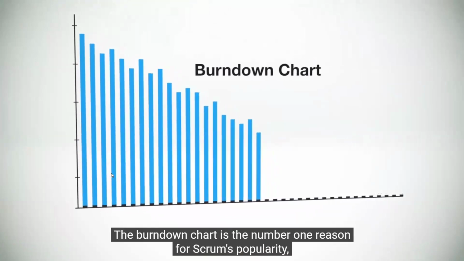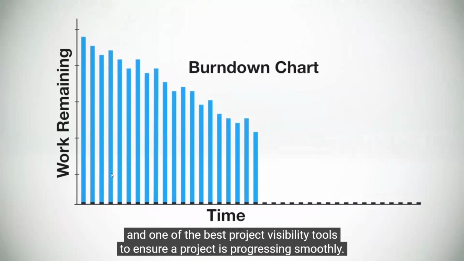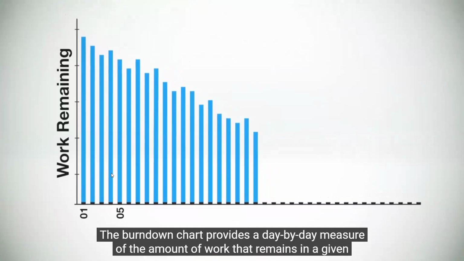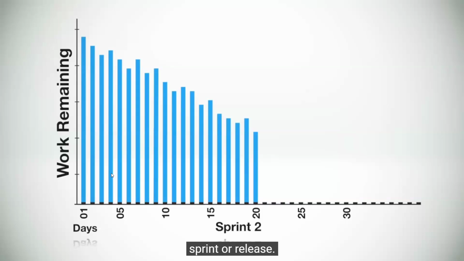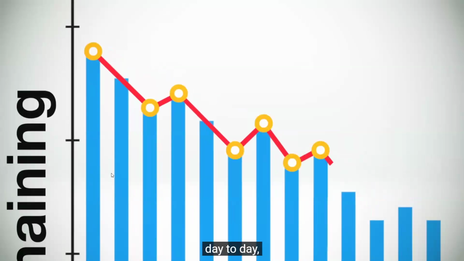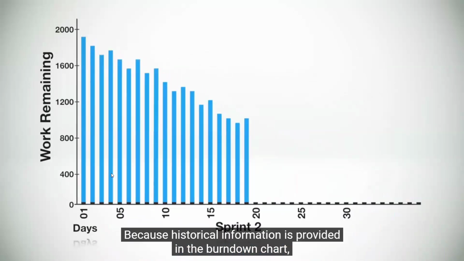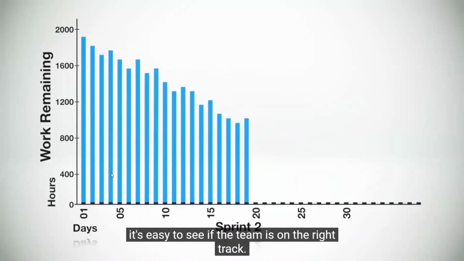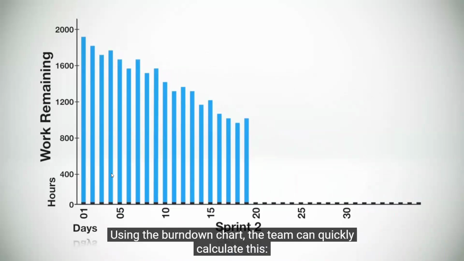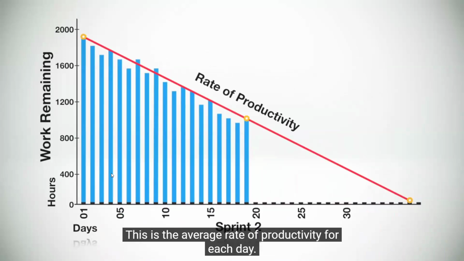The burndown chart is the number one reason for Scrum's popularity and one of the best project visibility tools to ensure a project is progressing smoothly. The burndown chart provides a day-by-day measure of the amount of work that remains in a given sprint or release. In this graph, you can see that the amount of work remaining bounces up and down from day to day, but is generally trending towards 0. Because historical information is provided in the burndown chart, it's easy to see if the team is on the right track. Using the burndown chart, the team can quickly calculate this, the slope of the graph, which is also called the burndown velocity. This is the average rate of productivity for each day.